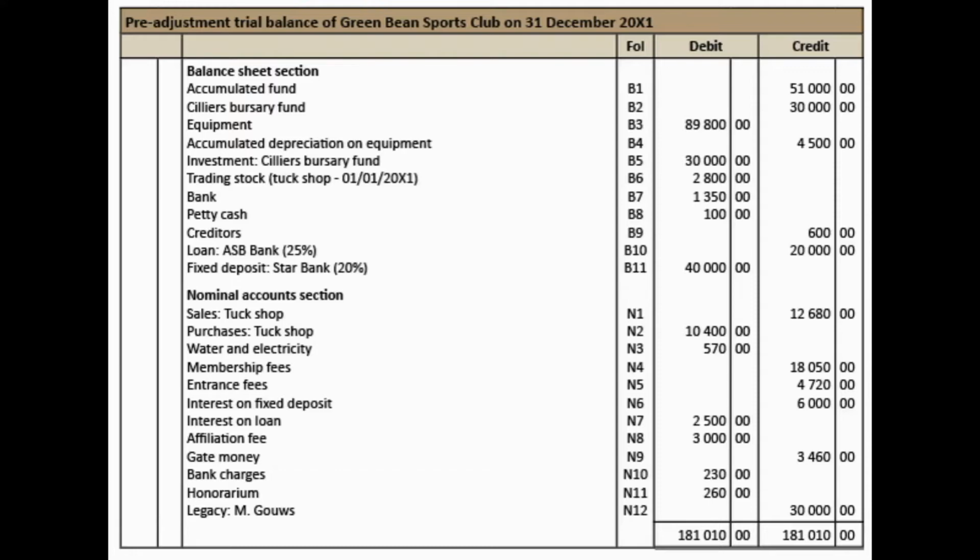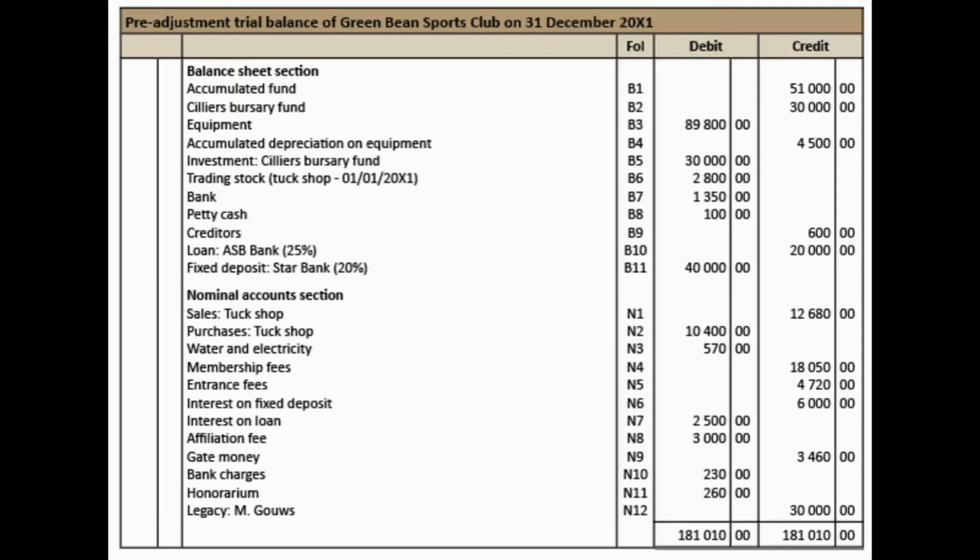So you open the honorarium account. On the debit side, you write total, 260. And now we're going to do the double entry for that adjustment. So you're going to debit honorarium 250 and credit expenses accrued 250. Debit honorarium 250, credit expenses accrued 250.